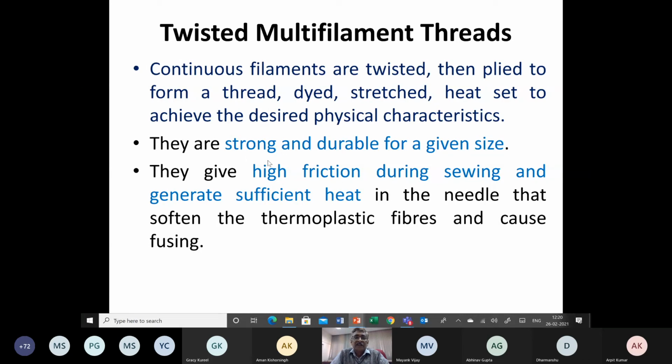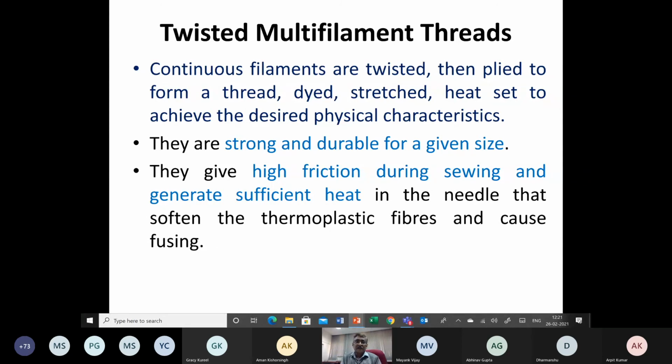The multi-filament yarns are stronger because filaments are more aligned to the thread axis, and filaments are continuous, whereas in the case of spun yarn, fibers are discontinuous. So load from one fiber to another fiber has to be transferred by means of interfiber friction. So there may be slippage. Even when you go to the core spun yarn, the filament yarns are continuous, so they bear more load. But the surface fibers are discontinuous. So to that extent, strength will be a little lower than the twisted multi-filament threads.